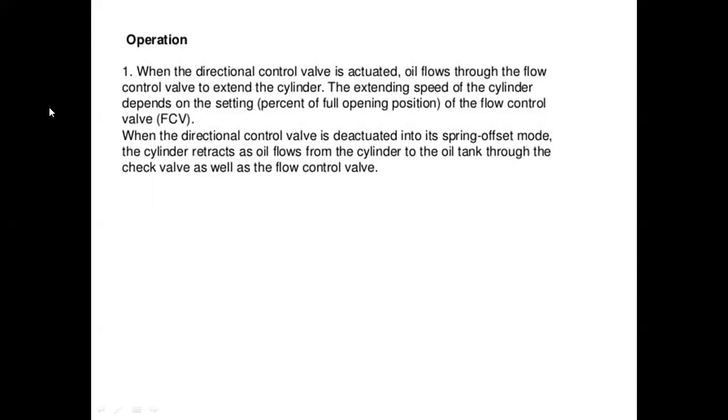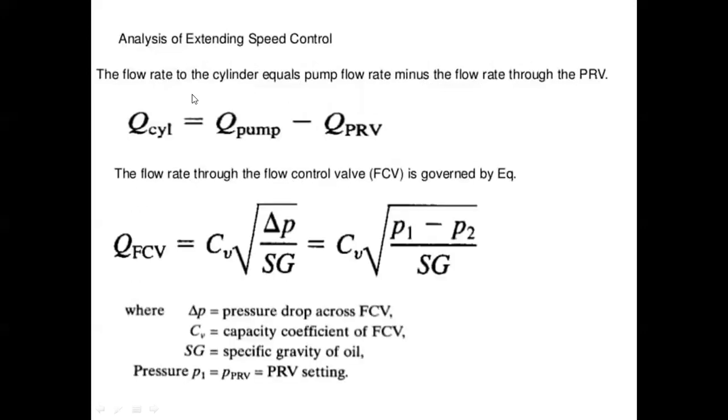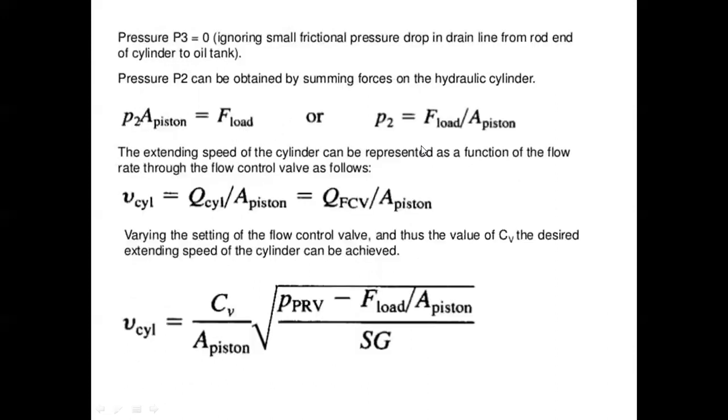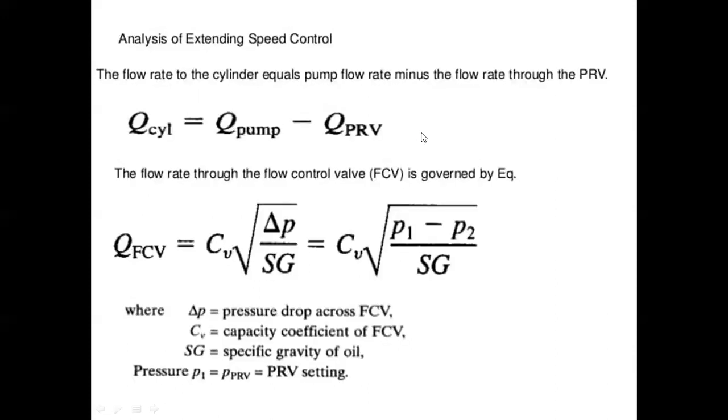The extending speed of the cylinder depends on the setting of the flow control valve. Analysis of extending speed of the cylinder: the flow rate of the cylinder equals the pump flow rate minus the flow rate to the PRV. Means the flow rate of the cylinder equals pump flow rate minus pressure relief valve flow rate.